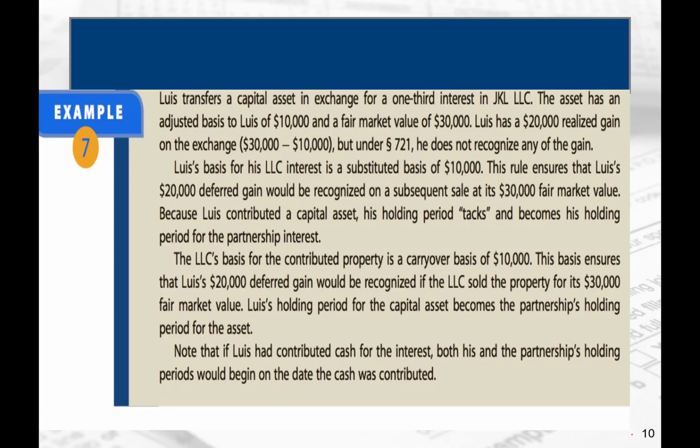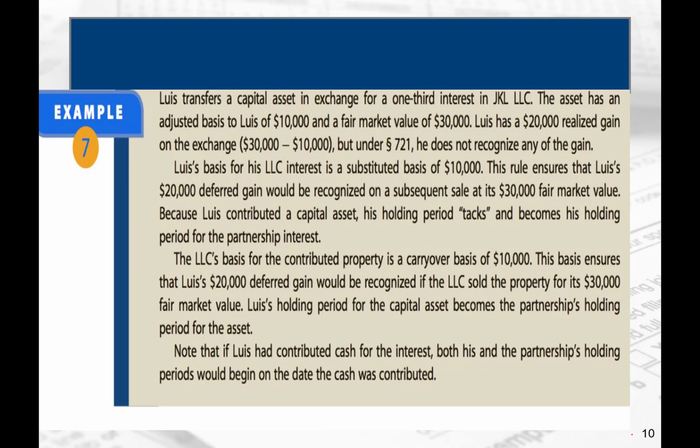Okay, good. So let's take a look at Luis here. Is that Luis? That's how I pronounce it. Luis transfers a capital asset in exchange for a 1/3 interest in JLK, which is a type of partnership, a limited liability company. And we'll talk about the difference between general partnership, LLC, LLP, very briefly at the end. I'm not going to turn this into a law class, but we'll see what some of the advantages and disadvantages are of these different forms of partnerships.